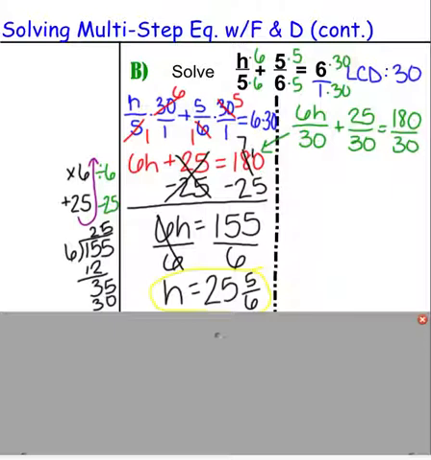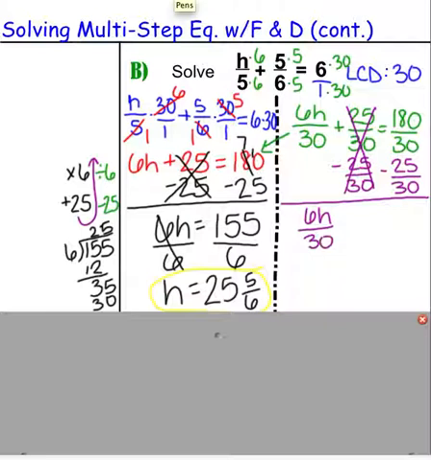So now when I go about solving this, this is a matter of adding and subtracting with fractions. So first I'm going to subtract 25/30ths from both sides. Oops, I apologize. And because we've already gone through this problem, I know that this cancels, giving me 6h over 30. And then this equals, as I know from before, 155 over 30.